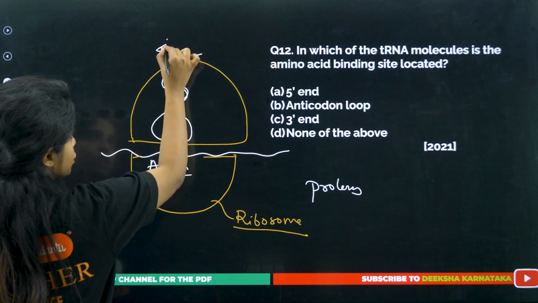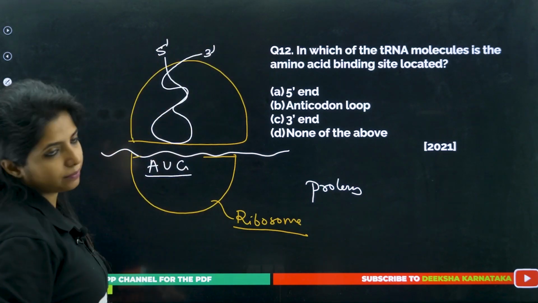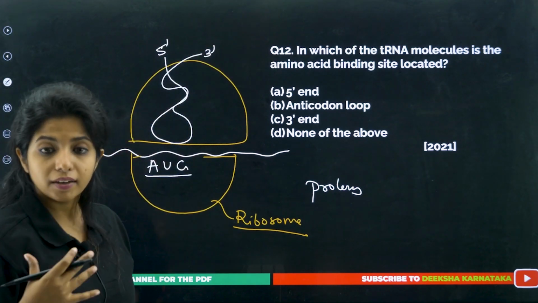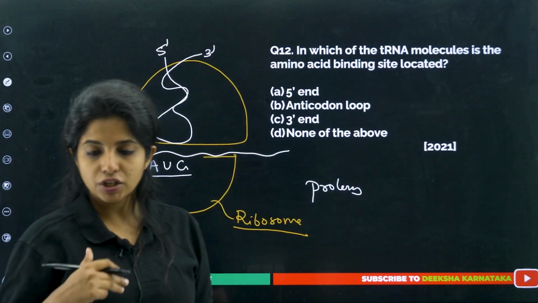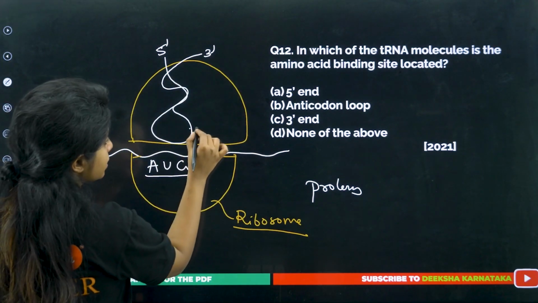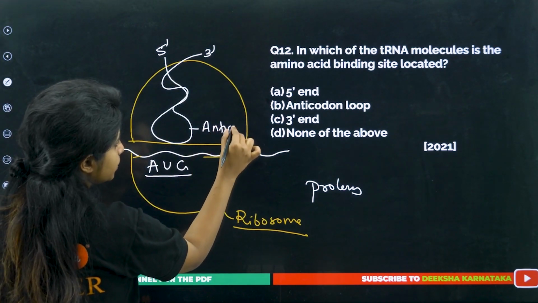This is the 5' end and this is the 3' end. This is also an RNA, right? So it will also have 5' and 3' ends. Now this loop that you see is known as the anticodon loop.